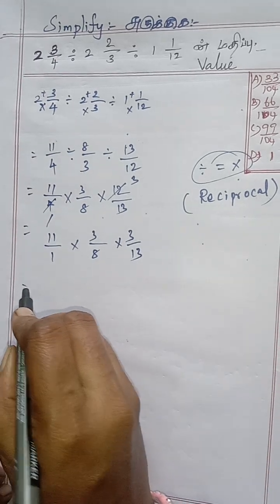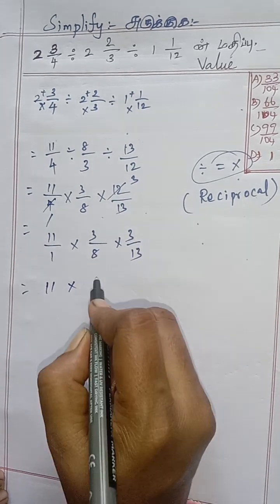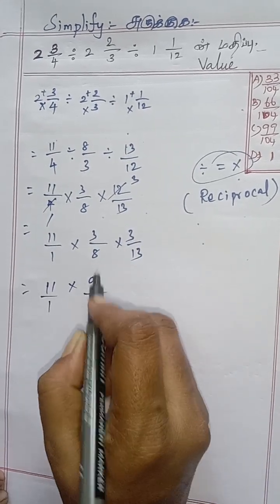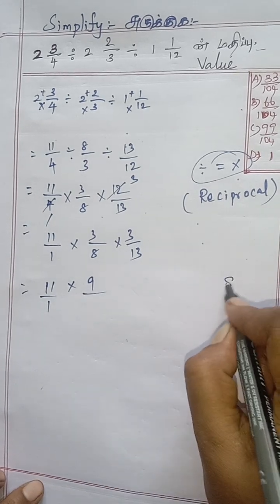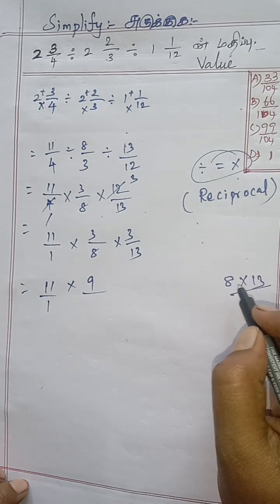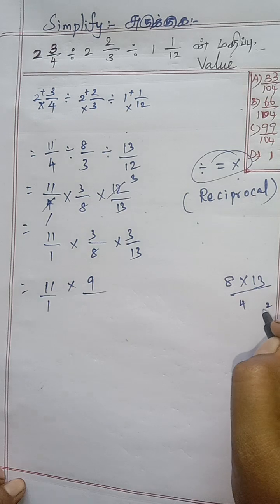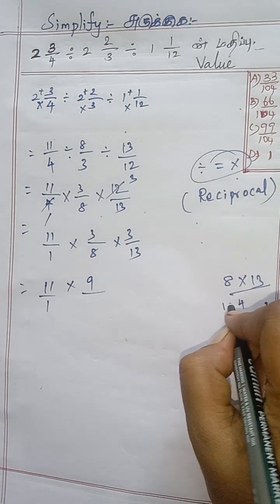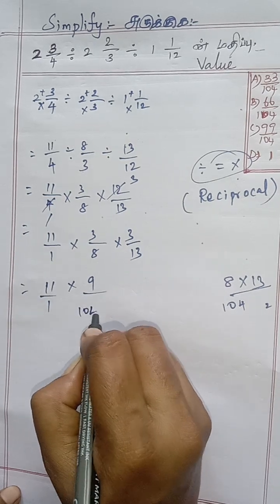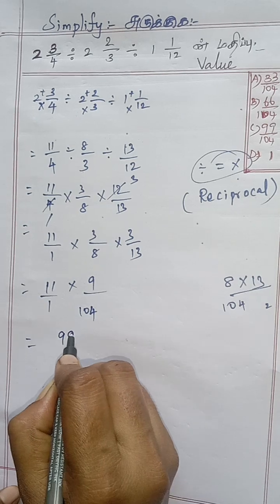Now same, 11 into 3 3s are 9. 11 by 1. Now 13 into 8. Now 3 8s are 24. Remaining 2. 1 8 is 8. 8 plus 2 is 10. So the answer is 104. Now the numerator number: 11 9s are 99.